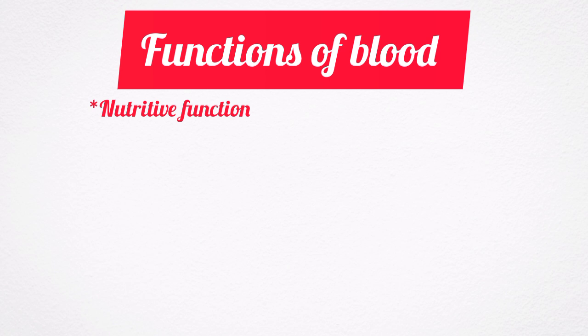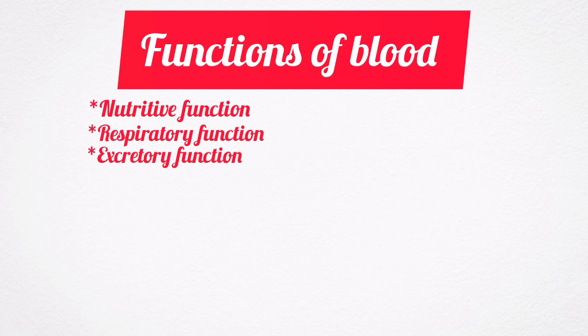Blood also exerts a respiratory function. The transport of respiratory gases is done by the blood. Blood carries oxygen from the alveoli of the lungs to different tissues and carries carbon dioxide from the tissues to the alveoli. Blood also exerts an excretory function. Waste products formed in the tissues during various metabolic activities are removed by blood. They are carried to the excretory organs like the kidney and the skin for excretion.